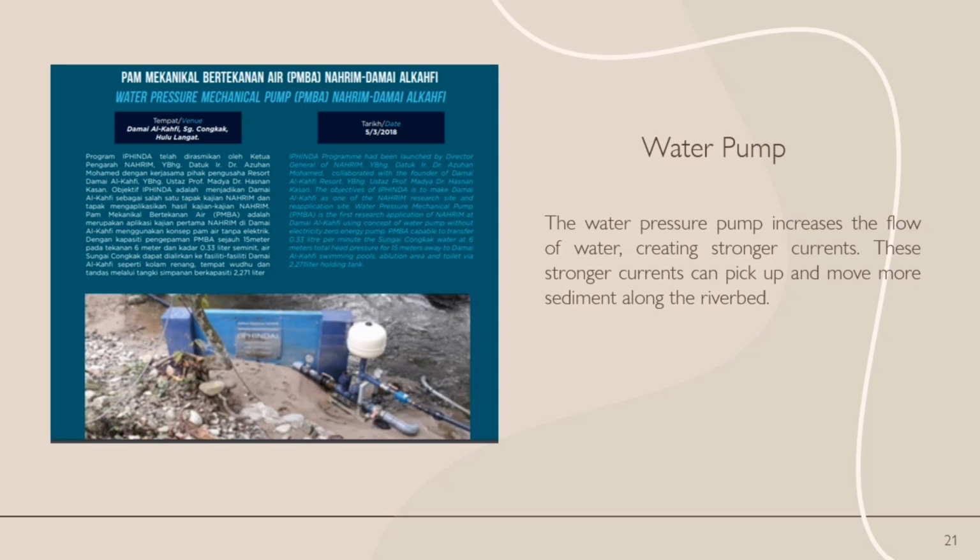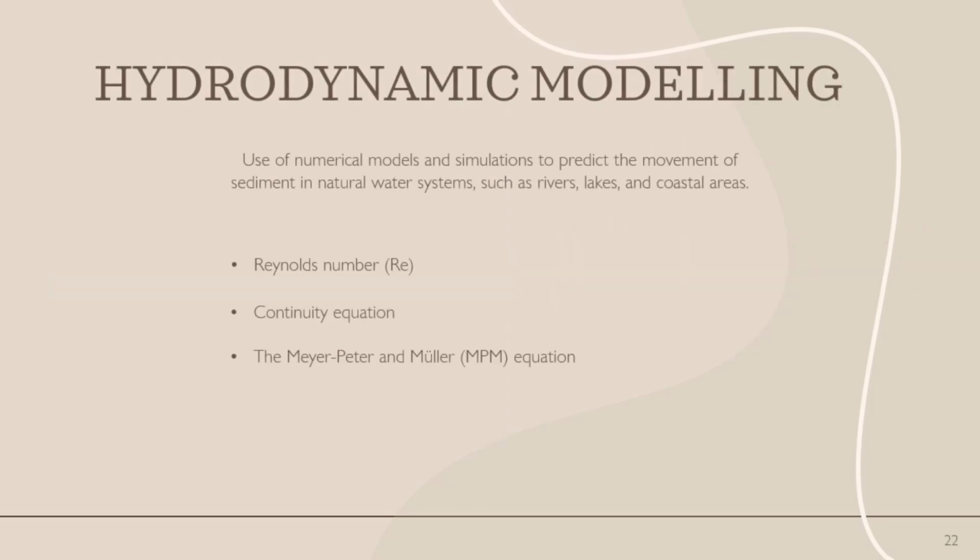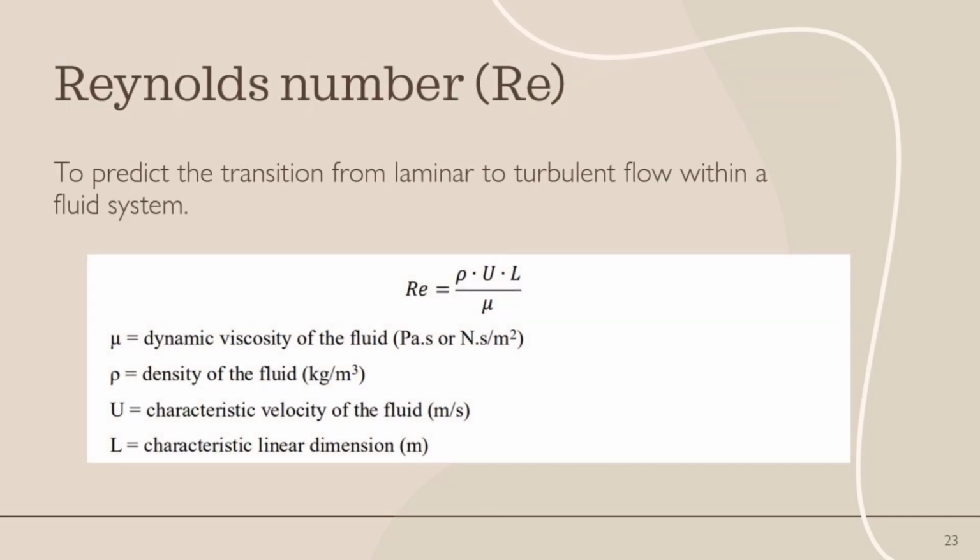Next is the hydrodynamic modeling. In this section, we used numerical model simulations to predict the movement of sediment in natural water systems such as rivers, lakes and coastal areas. The equations that we found are the Reynolds number, the continuity equation and the Meyer-Peter-Muller equation. The Reynolds number is used to predict the transition from laminar to turbulent flow within the fluid system. Below is the equation of the Reynolds number.